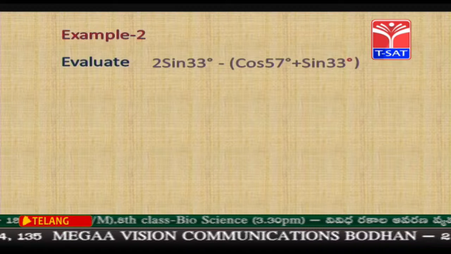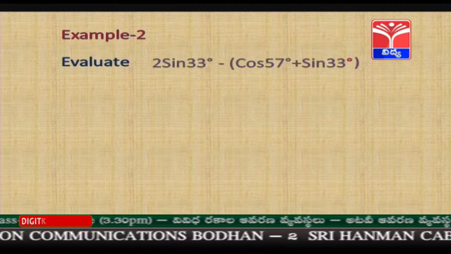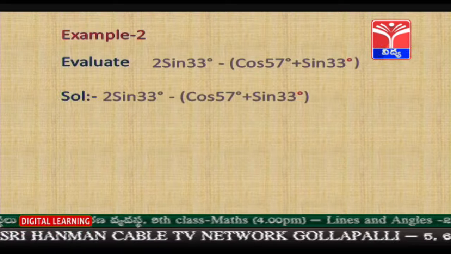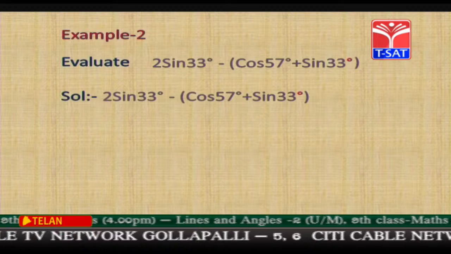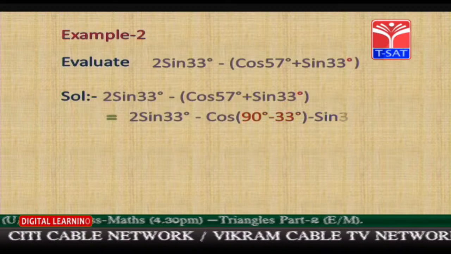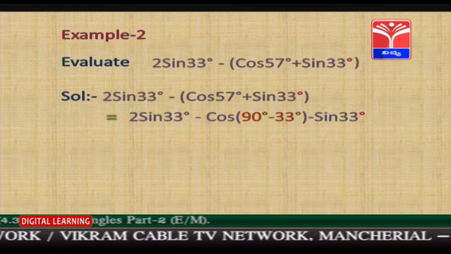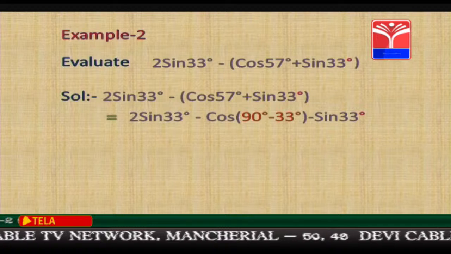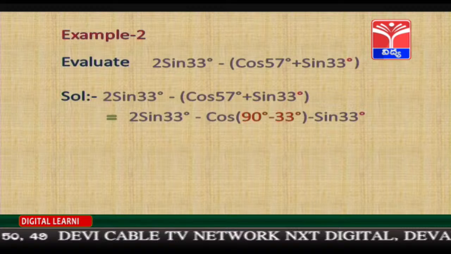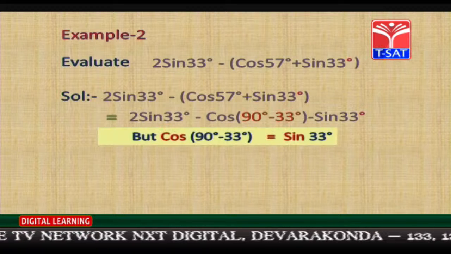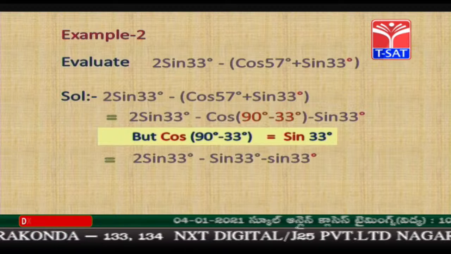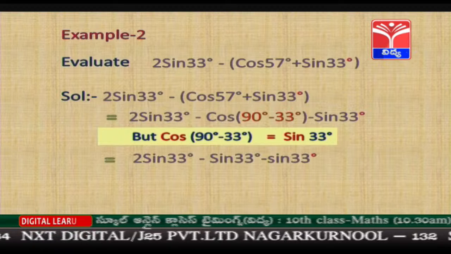Here 2 sin 33 degrees minus cos 57 degrees plus sin 33 degrees, where the cos 57 plus sin 33 is inside the brackets. Now, I have to open it: 2 sin 33 degrees minus cos 57, I am writing it as cos 90 minus 33, and minus of plus becomes minus. So, I am going to write it as minus sin 33 degrees. As we know that cos 90 degrees minus 33 can be written as sin 33 degrees, we get sin 33 degrees minus sin 33 degrees, that means there are 2 times.